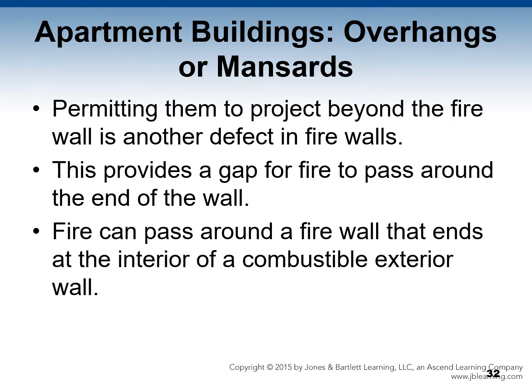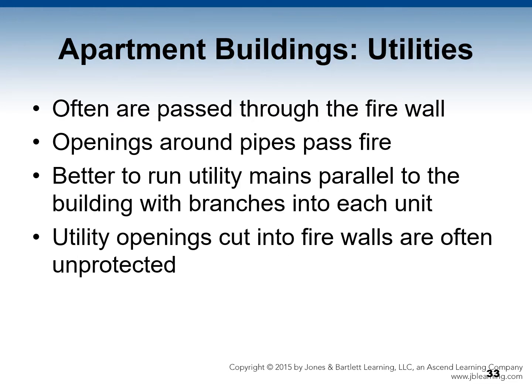In regards to overhangs or mansards, permitting them to project beyond the firewall is another defect in firewalls. They provide a gap for fire to pass around the end of the wall. Permitting the firewall to end at the interior of a combustible exterior wall enables fire to pass around it. Fire is something like water in that water tends to always find the path of least resistance. Fire does the same exact thing.